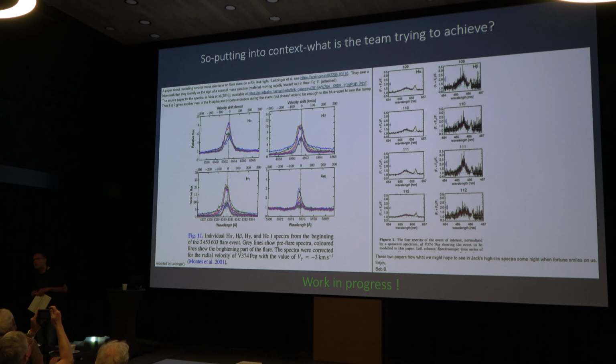So the paper by Leitzinger, which data is it using? Which spectrograph? This is what we're trying to achieve results-wise. Putting it into context, what is the team trying to achieve? I just want to draw your attention to Bob Bookheim's comments at the bottom of this slide that he sent me to include.